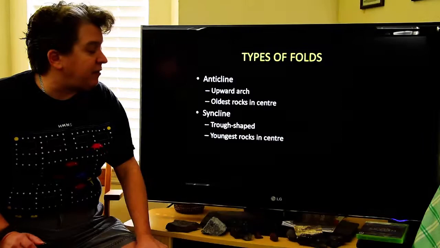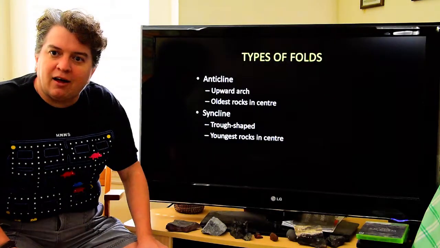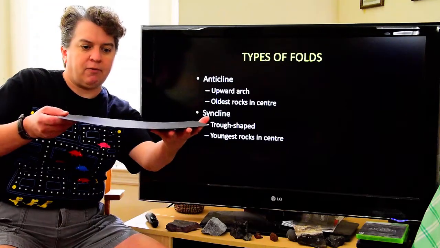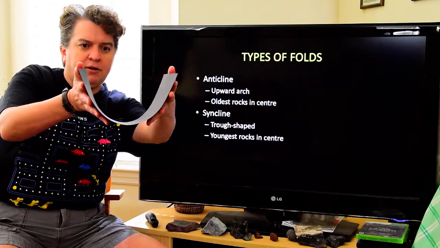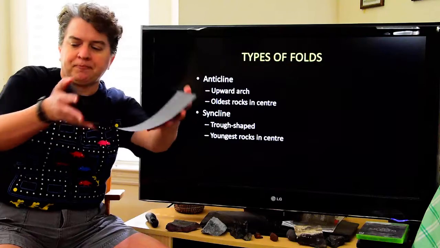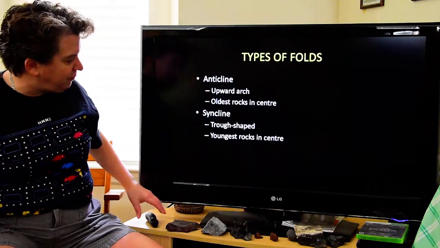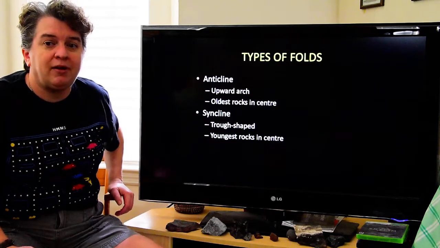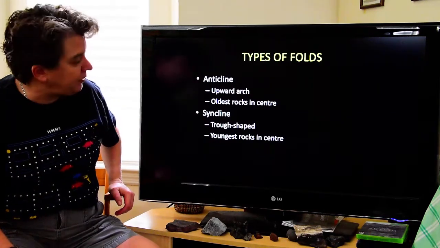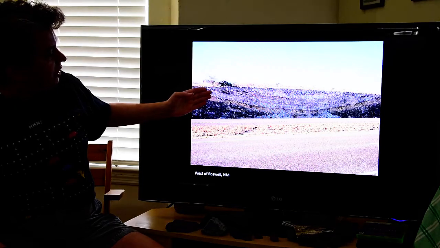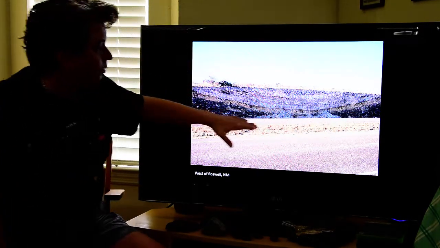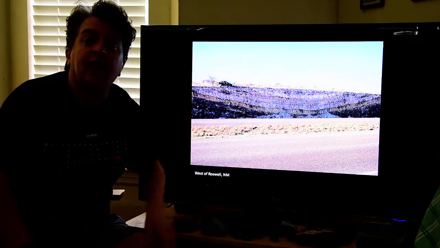Now the opposite of an anticline is a syncline. In this case, we're going to have a trough shape. So the rocks end up getting shaped like this. And in this trough-shaped fold, the youngest rocks are going to be in the center. So here's a syncline. Our youngest rocks are there in the center of the fold, and the older ones are going to be here on the outside.